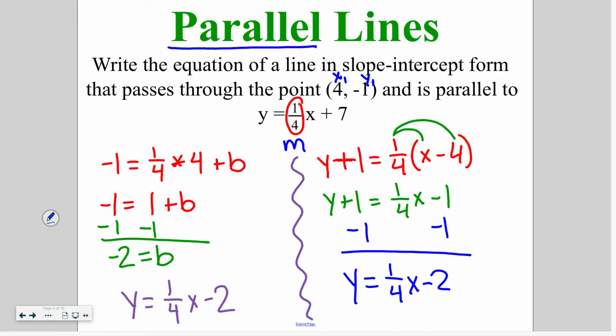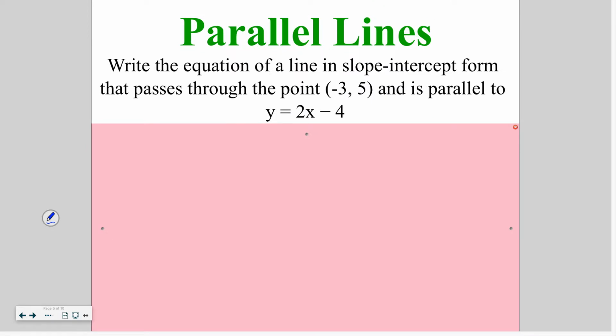It does not matter which way you choose to solve this. So you can either set it up immediately into slope-intercept form, solve for b, and then write your final answer, or you can set it up in point-slope form and rearrange to find that slope-intercept form. Either option will work. Go ahead and try this one on your own.